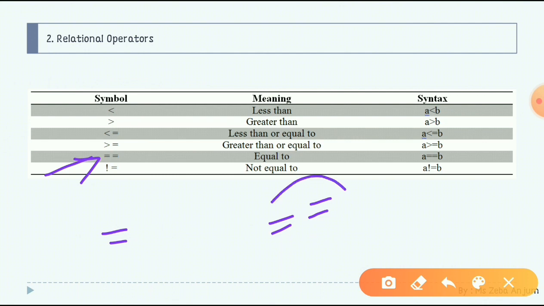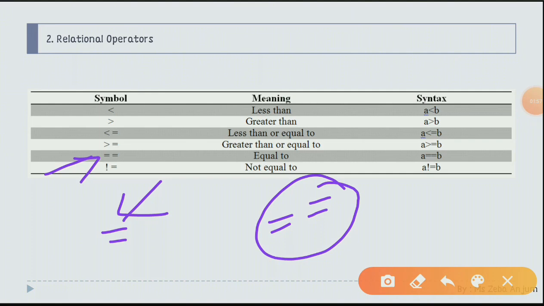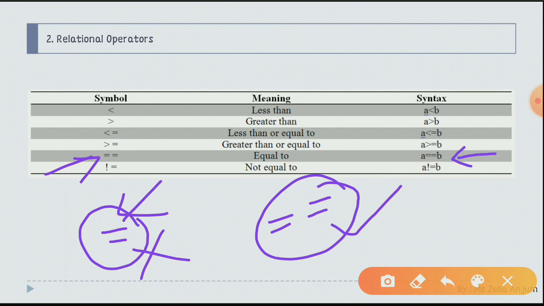Basically, these operators come under the equal to category, and the single one is the assignment operator. So whenever we are going to compare any two values, operands or expressions, we always use the double equal to operator, not the single one. The single one is used only for assigning a value. Likewise, in the second last row you can see a double equal to b. It means it is checking whether a is equal to b or not.